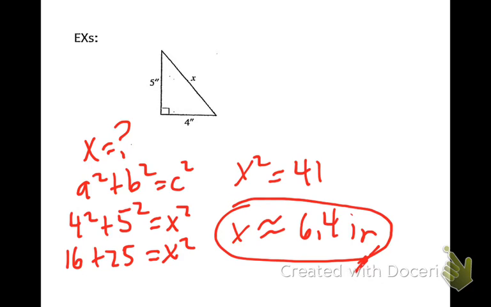And like on quizzes and tests, when we have to use this, do we just leave it like the square root of 41, or do we actually try to solve it? Good question. I will specify what I want you to do. Okay.